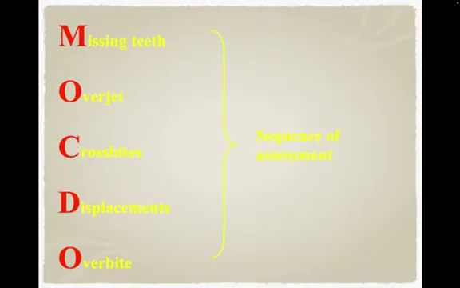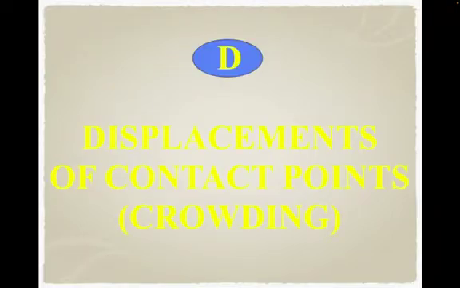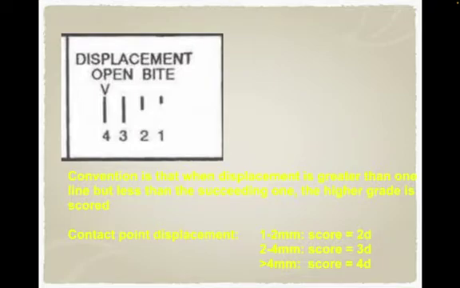Then we go to the displacement of the contact point, which is basically crowding. Just remember that the IOTN uses a method similar to the Little's irregularity index. They don't measure the overlapping technique. They measure what we call the displacement of the contact point, and this ruler is used for that. If the displacement of the contact point is between 1 to 2, that's 2D, 2 to 4, that's 3D, and more than 4 is 4D.